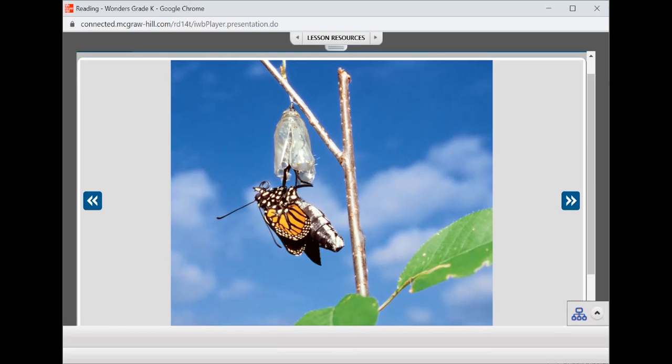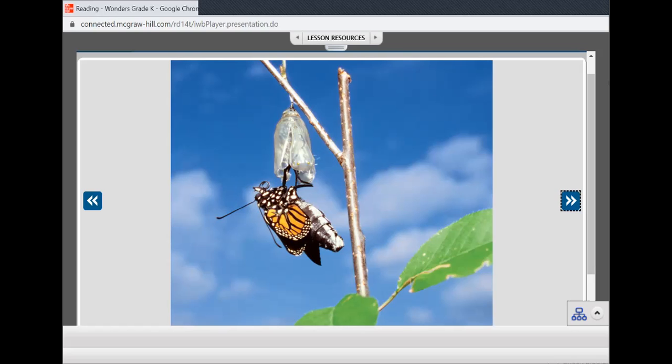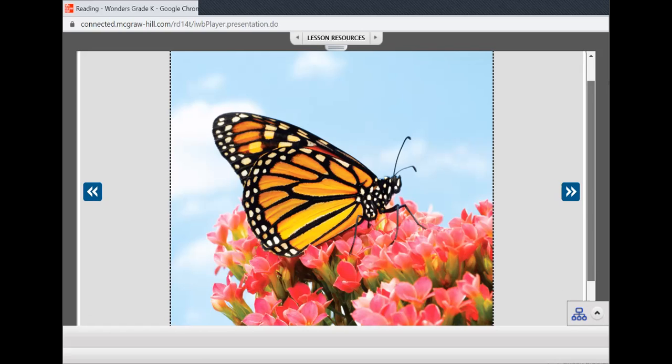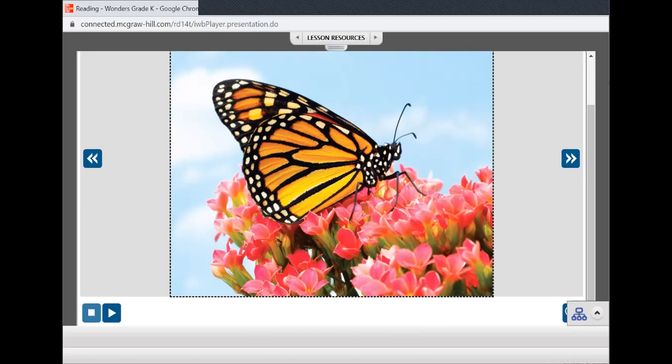If you look closely at the pupa, you wouldn't see anything happening. But there is a lot going on inside the chrysalis. The caterpillar is changing and growing. It is becoming a butterfly. Here's the last stage. Stage 4 is the last stage.